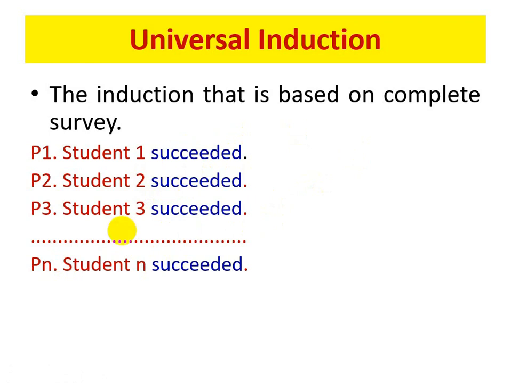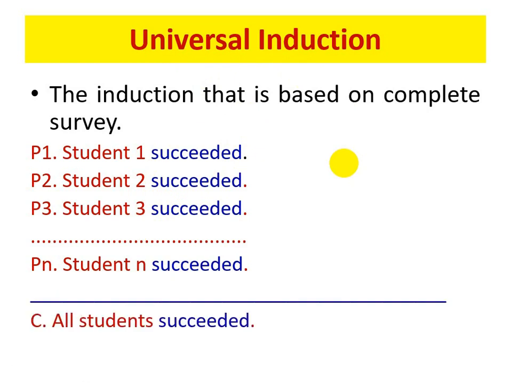We cannot say here that all students succeeded. Why? Because we surveyed only 3 students. But if we surveyed all the students and we found that all of them succeeded, we can say all students succeeded here. In this case, and only in this case, this will be universal induction or complete induction. Why? Because it is based upon complete survey. So we cannot say here all students succeeded like that.